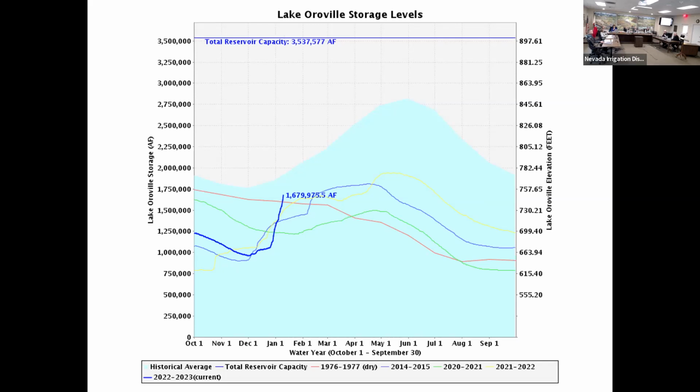And here's Lake Oroville. A straight line up. You can see it's filling in a hurry, and it's at 47% of overall capacity, but 88% of average for this time of year. I would imagine we're going to pass that average mark here in the next couple of storms.